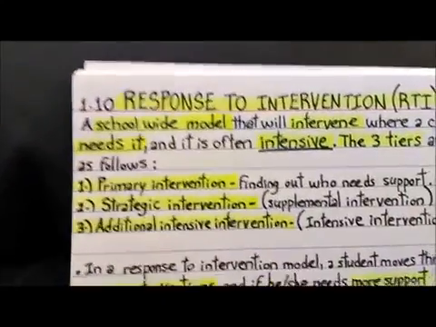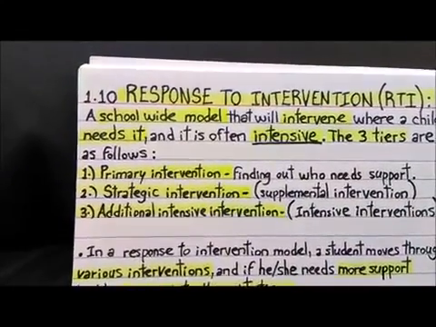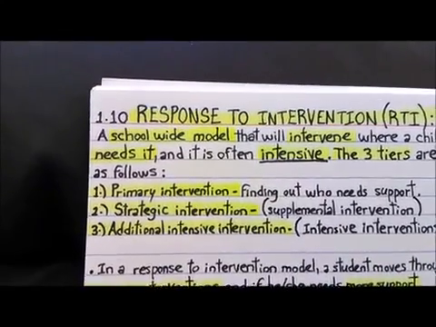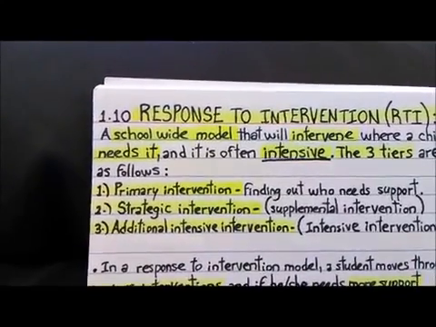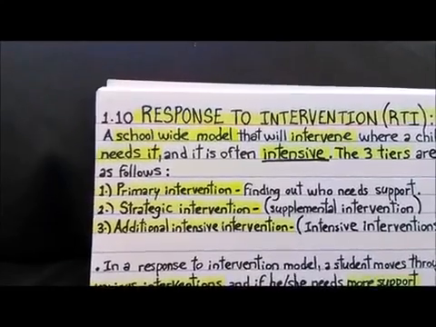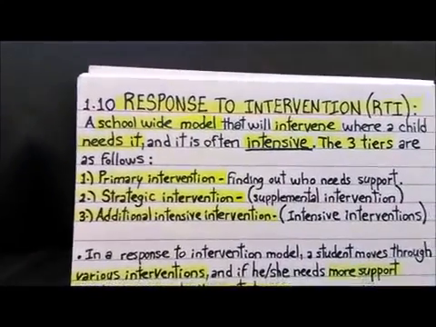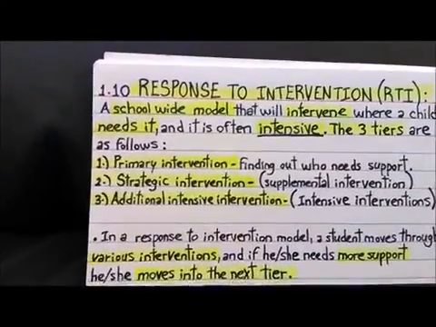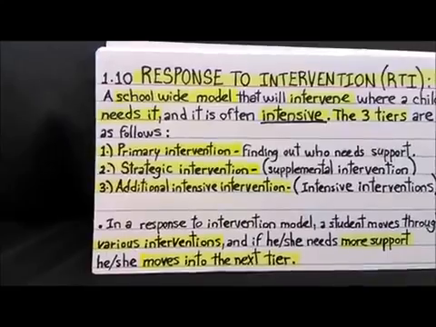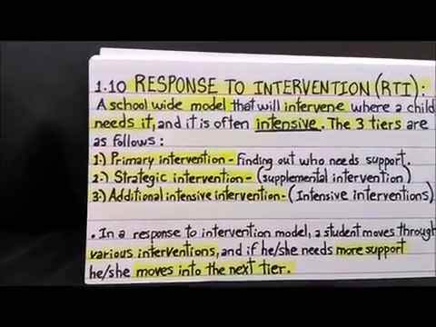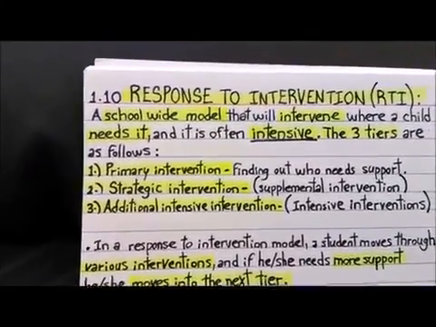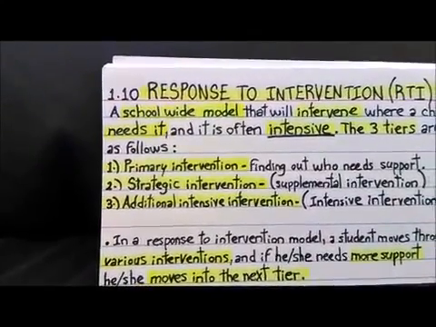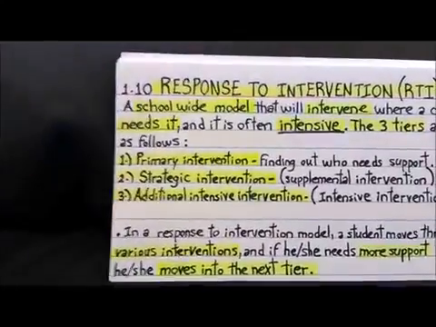Response to intervention, the RTI. A school-wide model that will intervene where a child needs it, and it is often intensive. The 3 tiers are as follows. Primary intervention, finding out who needs support. Strategic intervention is supplemental intervention. Additional intensive intervention.